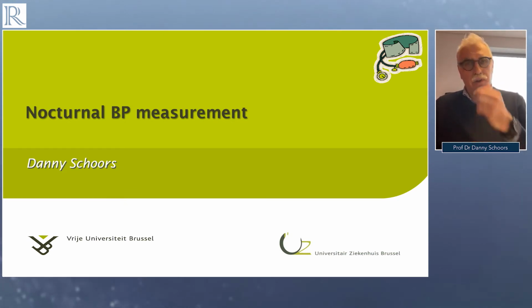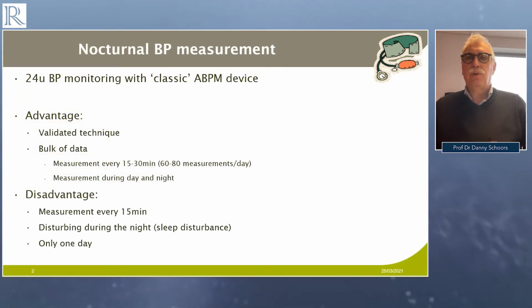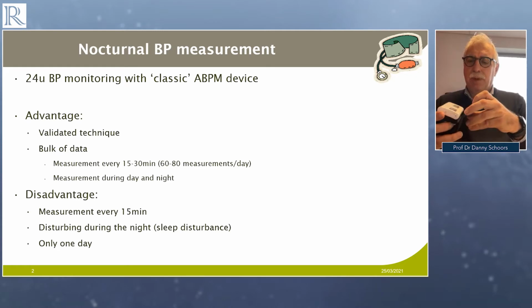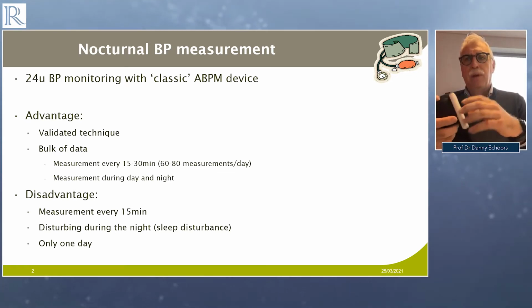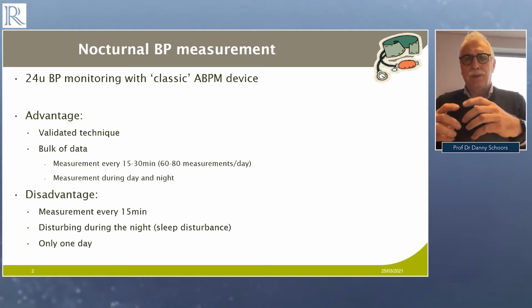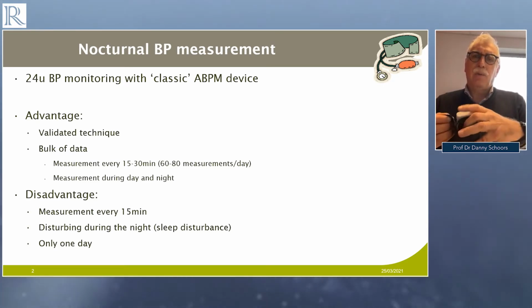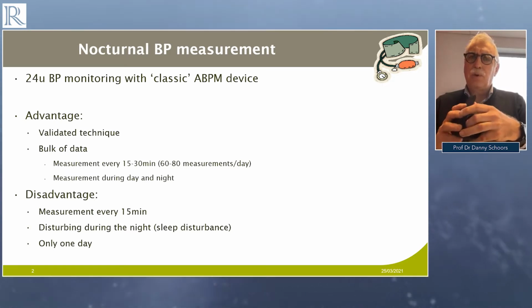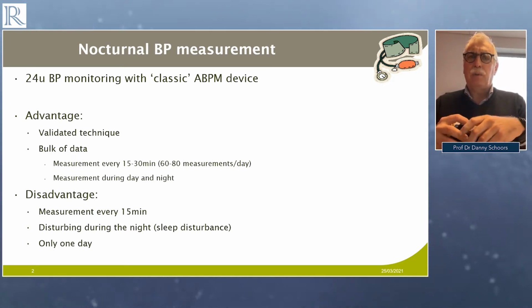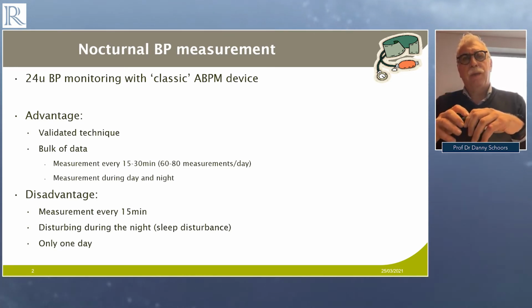I will focus on the nocturnal blood pressure measurements, and I will focus on a new device made by the company Omron, which is a wrist device, and I will guide you to these results I had with some patients. Now, for the nocturnal blood measurements, we normally use the 24-hour ambulatory blood pressure classic machine.